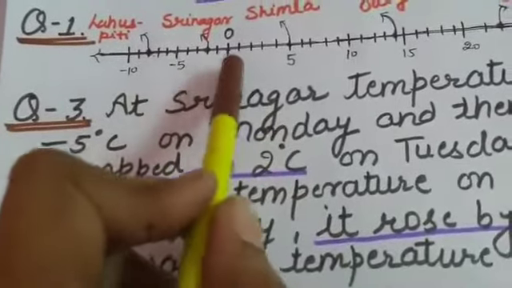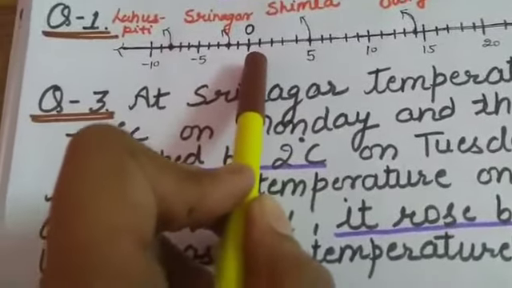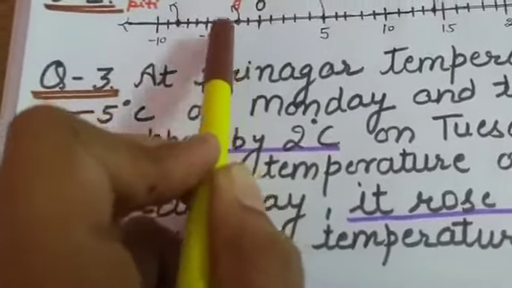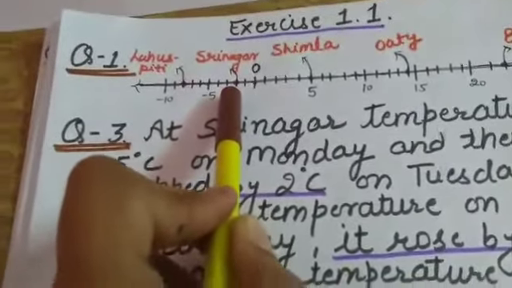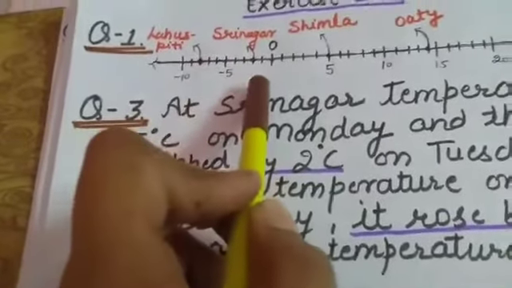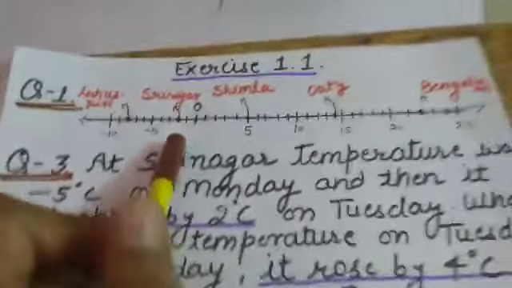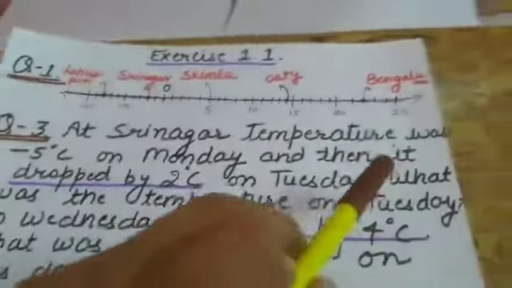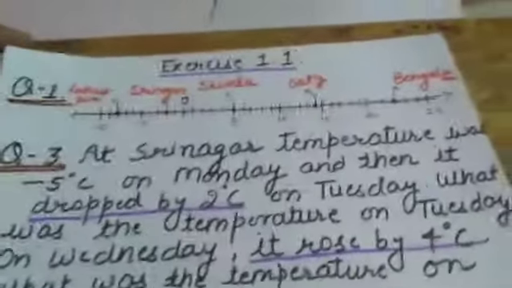Now come to Srinagar. It is 0. To the left of 0 we know that they are negative integers. So it will be -1, and at Srinagar it will be -2. So the temperature at Srinagar is -2. Similarly, in this way you have to find the temperature at Lahul Spiti, Shimla, Ooty, Bangalore. You have to do this. This will be your homework.